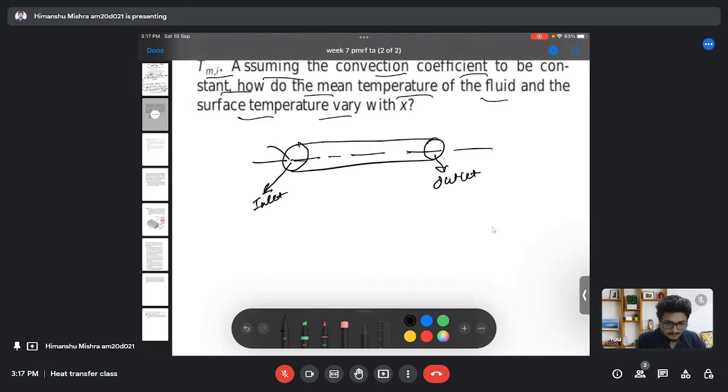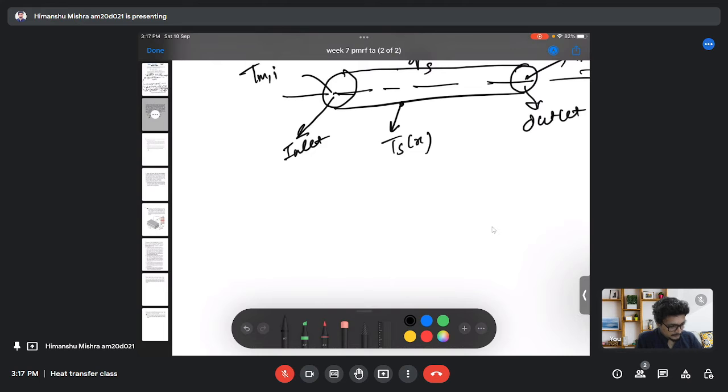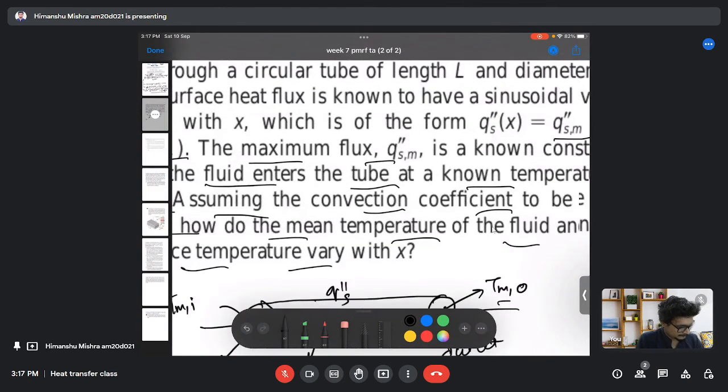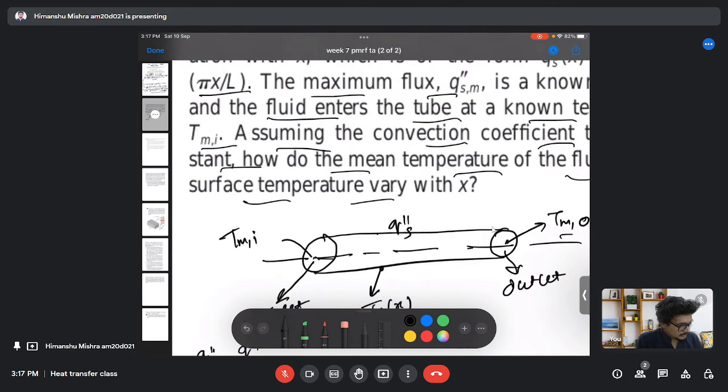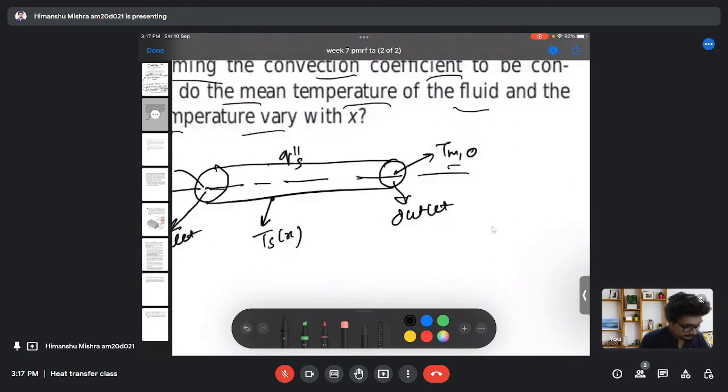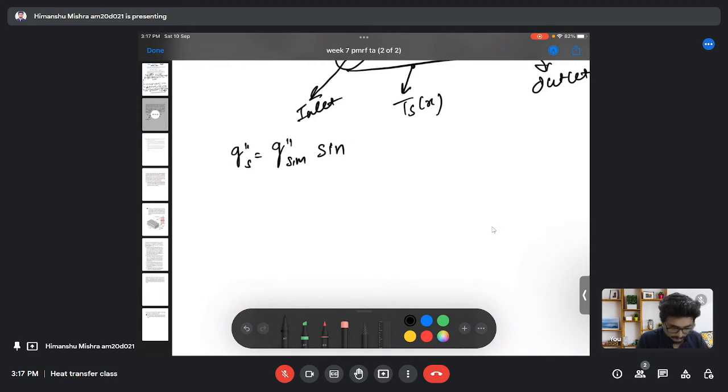This is my outlet. So the temperature at the inlet is, let's say, this, and at the outlet, this is my temperature. The temperature at the surface is Ts(x), and there is the heat flux at the surface of the tube, which is defined as this given expression of the heat flux in the question. So I need to define the mean temperature and the surface temperature. So let's first find the mean temperature.